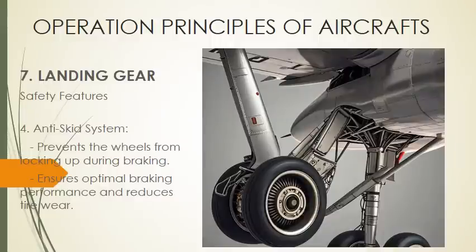Next is the anti-skid prevention. It prevents the wheels from locking up during braking. So while brakes are being applied, the wheels can still rotate and gradually slow down the vehicle, the aircraft I mean. It also ensures optimal braking performance and reduces tire wear. The anti-skid system has these two functions: to prevent the wheels from locking up during braking, and to ensure optimal braking performance and reduce tire wear.